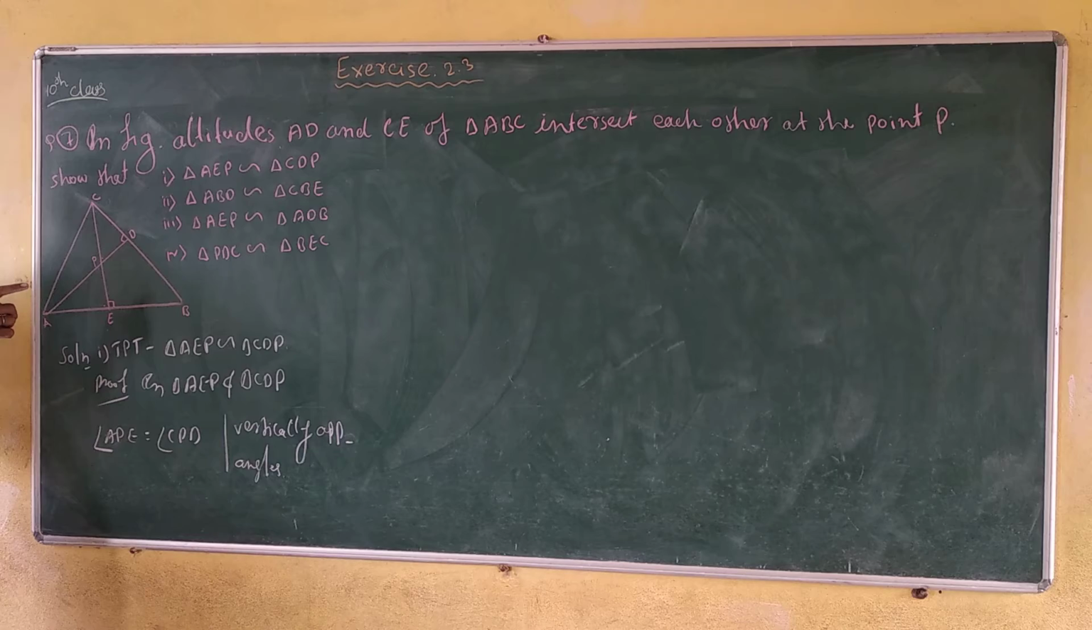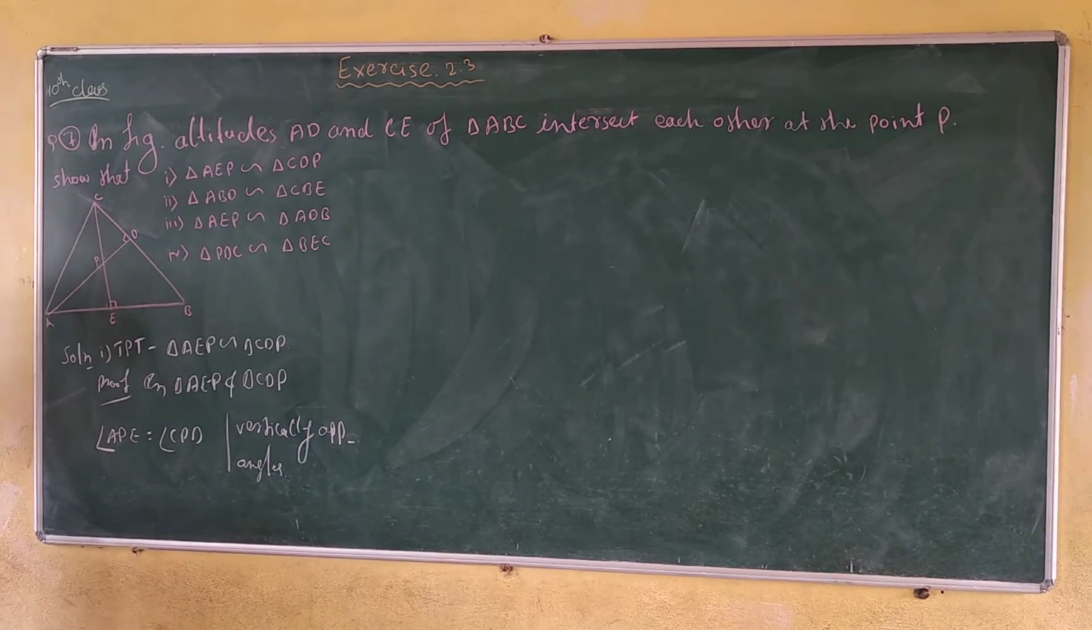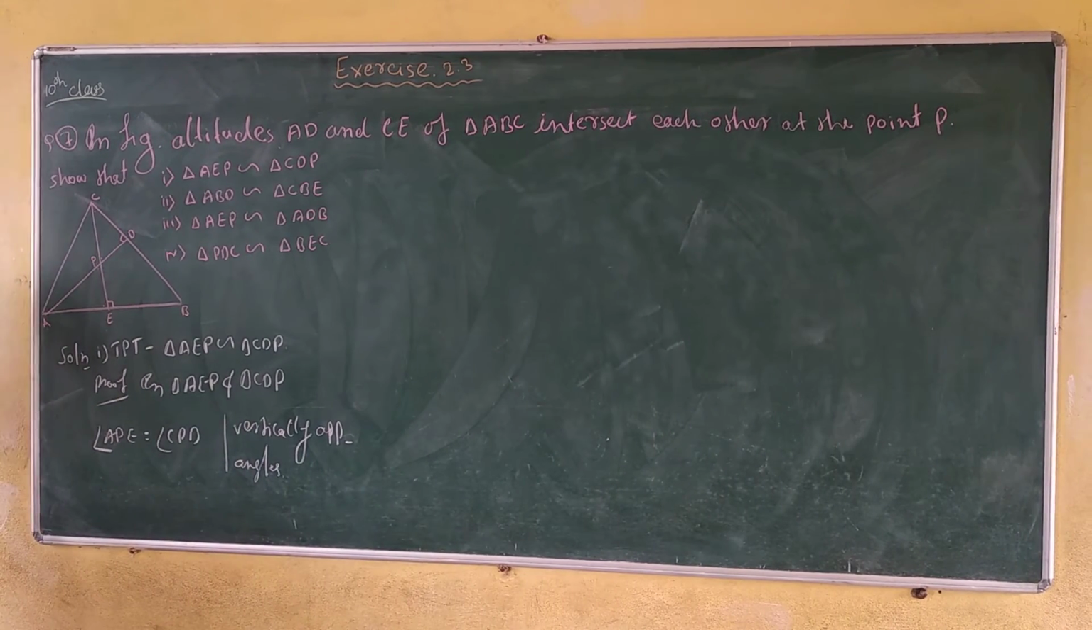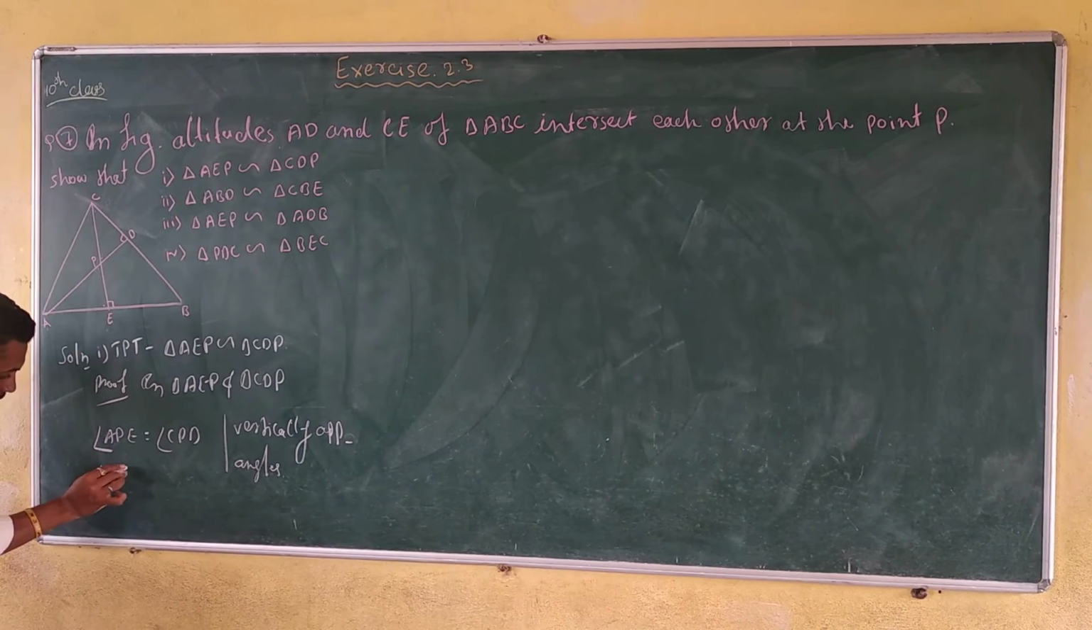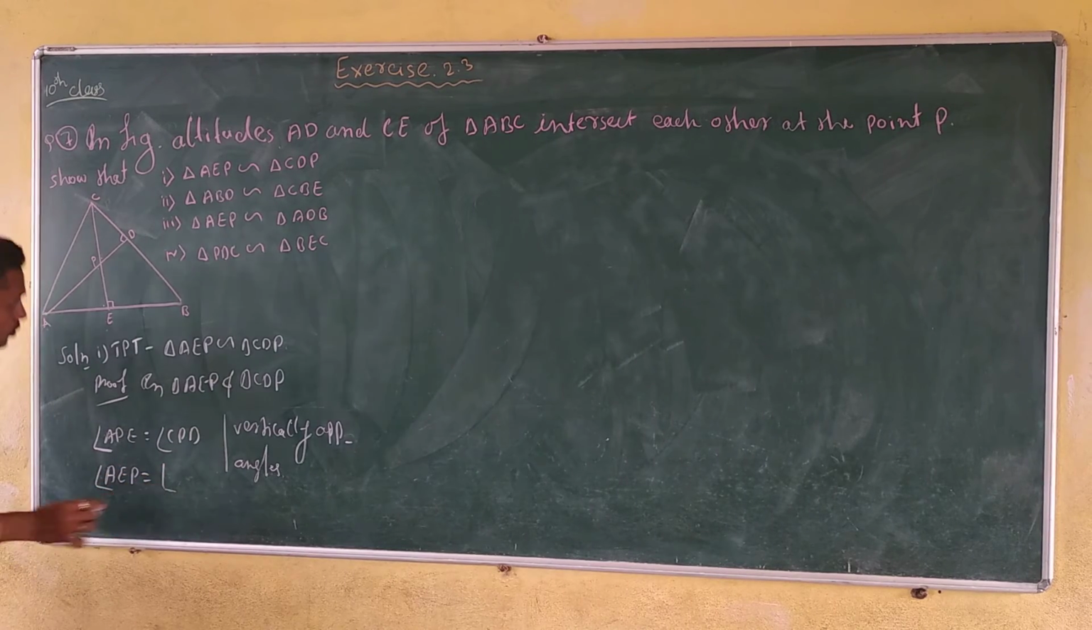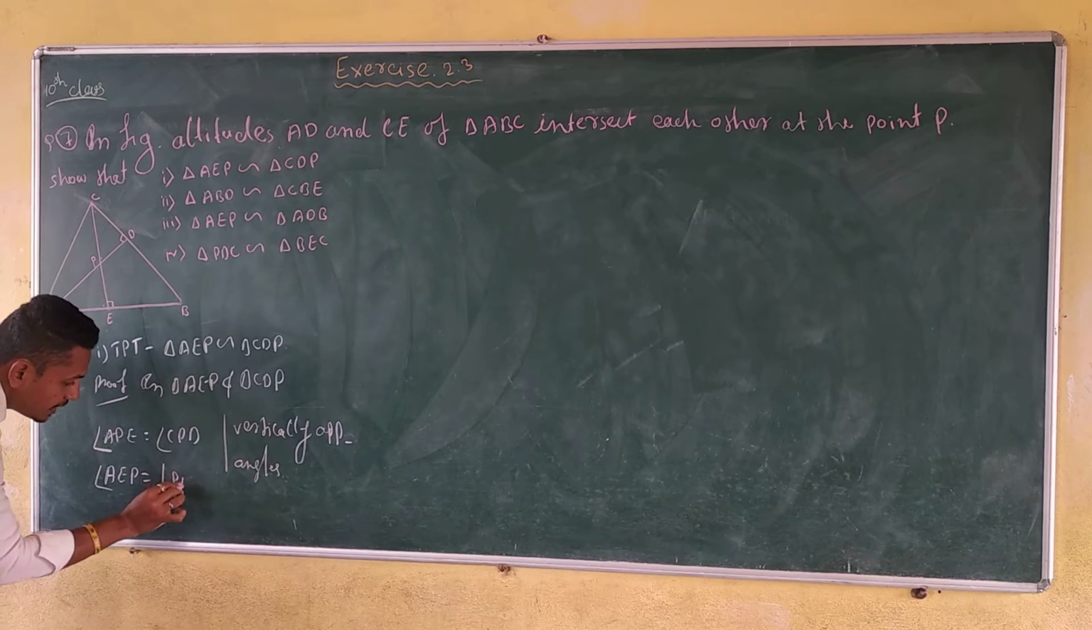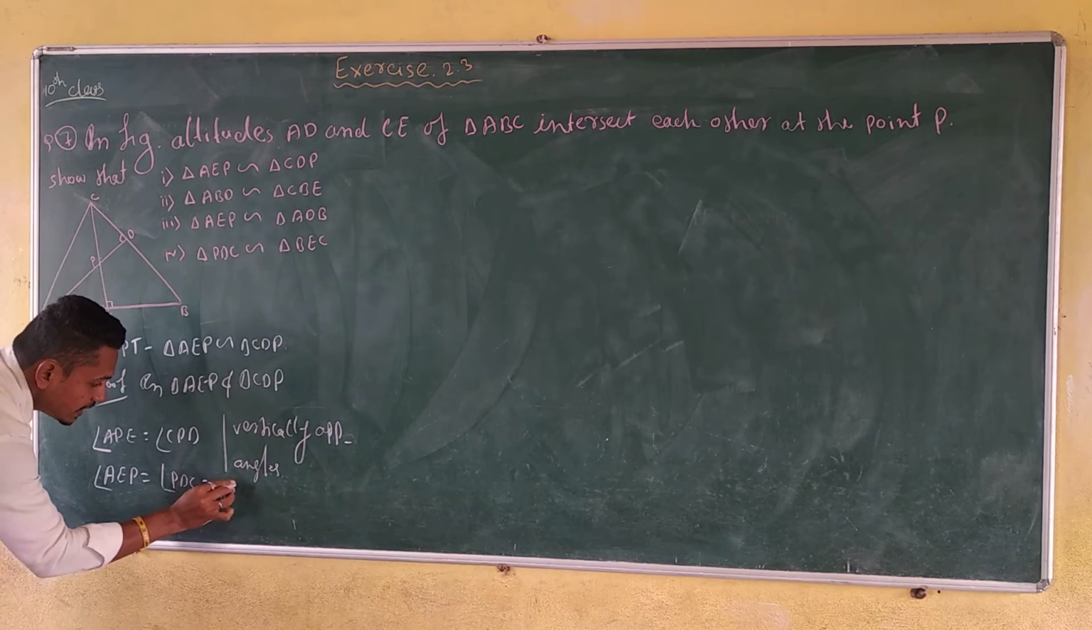Next, see here the angle AEP, the angle E is 90 degrees here, and here the angle D is 90 degrees. Is it right? So right here the angle AEP is equal to angle PDC is equal to 90 degrees.